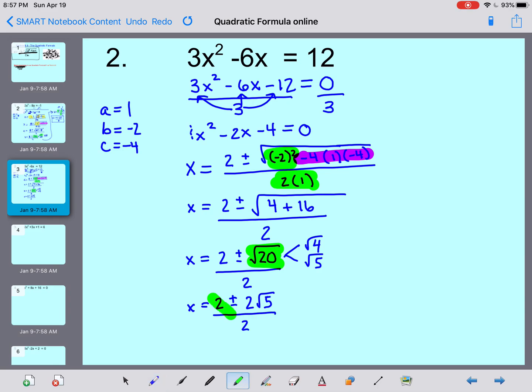And now I can divide all those 3 numbers. They're all divisible by 2. So it becomes 1 plus or minus 1 square root of 5 divided by 1. So I'm going to choose to make some of those 1's invisible, and this is my final answer.